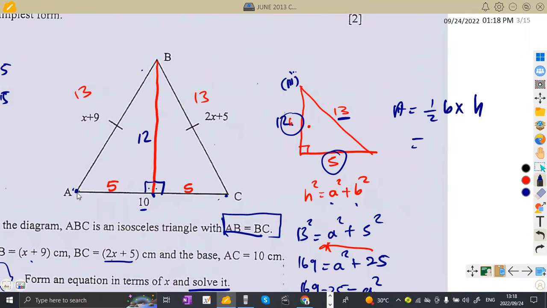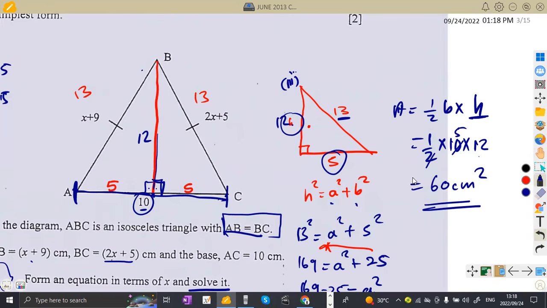So in this case, this is the base from A to C. That is the base of the whole triangle, which is 10. So it's going to be half of 10 by the height, which is the perpendicular height, which is 12. So you multiply by 12. You've got the area of the whole triangle. So half of 10 is 5. 5 times 12, which is 60. So that is 60 square centimeters. Or you can calculate the area of this triangle plus area of this triangle. Still, you're going to get the same answer, just like what we got here of 60 square centimeters.